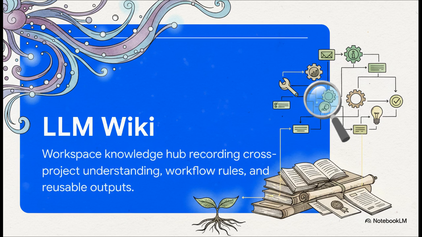So the absolutely crucial point here is that this entire compounding process relies on one vital component, the LLM Wiki. Now, this isn't just another dumping ground folder. It is the central memory bank of your entire workspace. It records cross-project understanding, architectural decisions, and workflow rules. When a task is finally done, the finished deliverable goes right here, becoming permanent context. Which means your system literally gets smarter, faster, and more customized to your specific workflow every single time you use it.